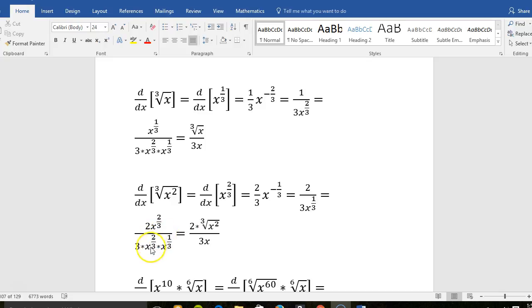And the whole point of doing that was to have this on the bottom. x to the 2/3 times x to the 1/3 is just x itself. Remember that 2/3 and 1/3 give you 3/3, but that's just understood 1 up here. Okay.